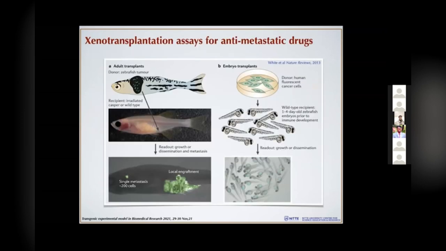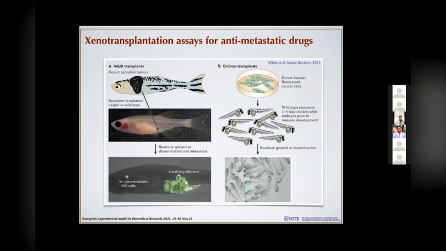So this is xenograft, which is done in fish. This is how you can do it. You can take human cancer cells and put them in zebrafish and see whether they are able to migrate to different organs. If they are able to migrate, that means they are highly metastatic. If they are not, then they probably do not have metastatic potential.